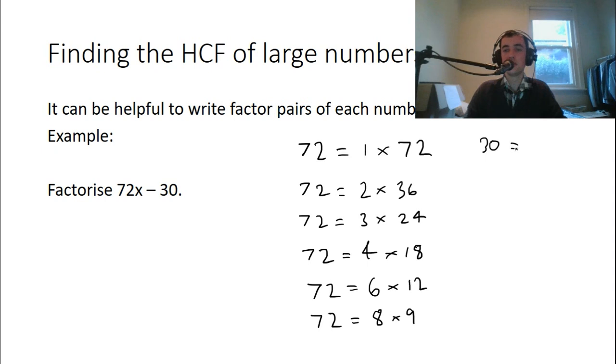30 equals 1 times 30, or 2 times 15, or 3 times 10. 4 doesn't work. 5 times 6. And if I do 6, it'll be 6 times 5, won't it? So now, here are all the factors of 72, and here are all the factors of 30.